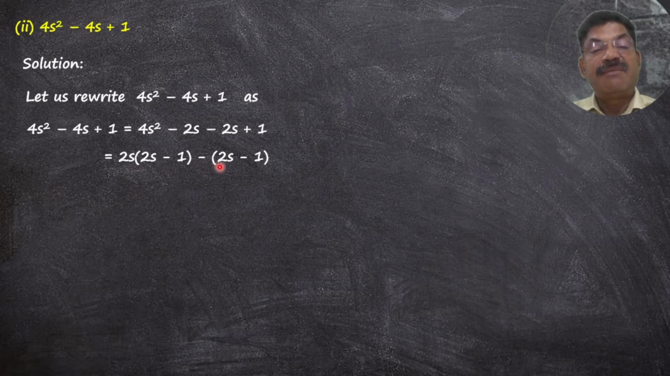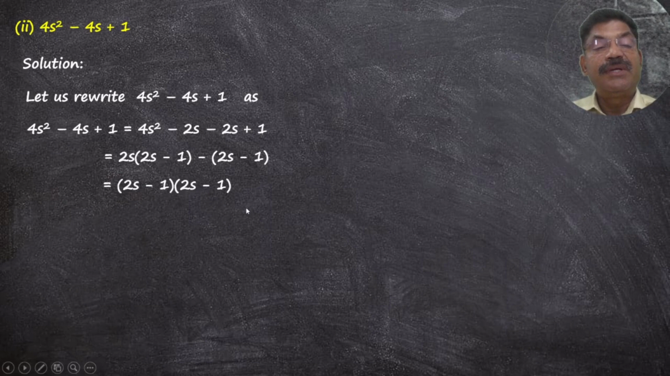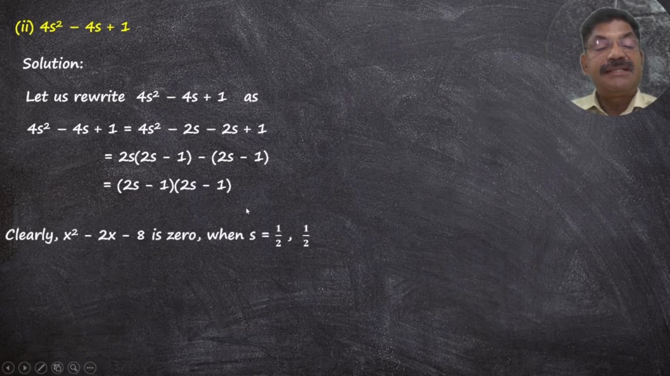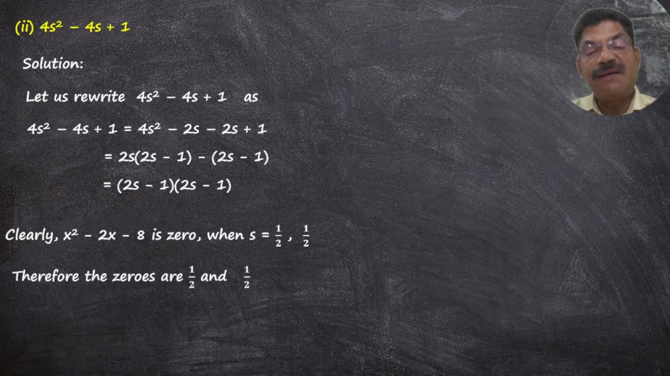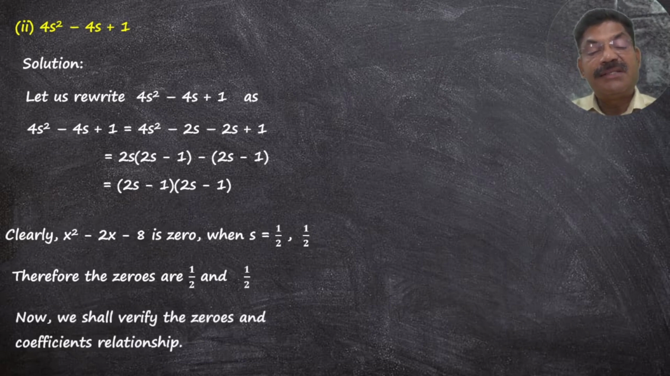In the second two terms, minus 1 is common. Take the minus sign outside. You get minus 1 into 2s minus 1, which is equal to 2s minus 1 into 2s minus 1. Therefore, s is equal to 1 by 2 is a repeated zero. s is equal to 1 by 2, again s is equal to 1 by 2. For a quadratic polynomial, you get two zeros, but here the same zero is repeated. The zero is 1 by 2. It occurs 2 times. So alpha is equal to 1 by 2, beta is also 1 by 2.